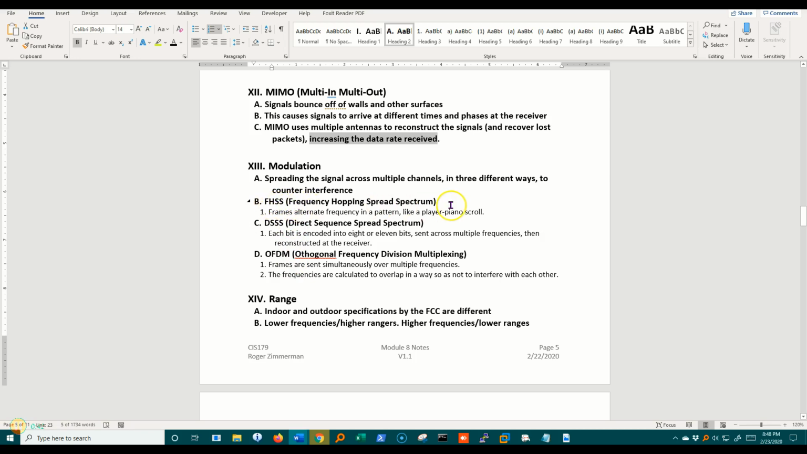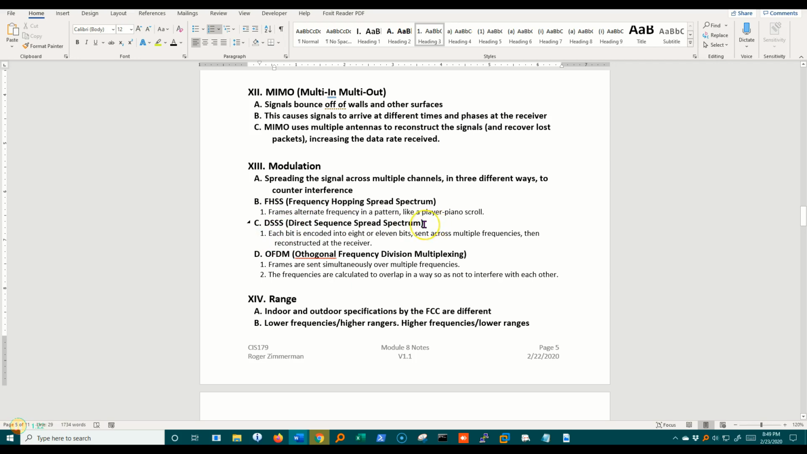First, we have FHSS, Frequency Hopping Spread Spectrum. All we're doing is jumping around. One frame goes on one frequency, another frame on another frequency, and so on. Like a player piano scroll, right? Or just even like playing the piano. You have a whole bunch of keys, and the first quarter note goes on one note, and then another quarter note on another note, and another quarter note on another note, and then you put it all back together. That's kind of what frequency hopping spread spectrum is. I'm going to show you a visual on this in just a minute, but let's talk about the others first.